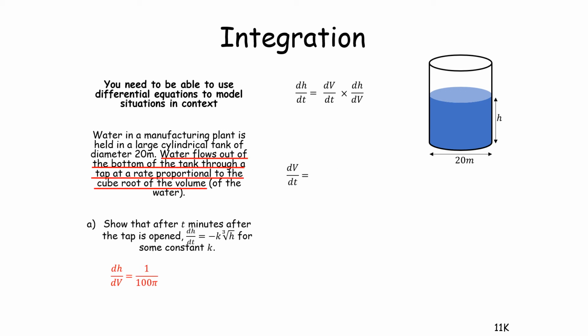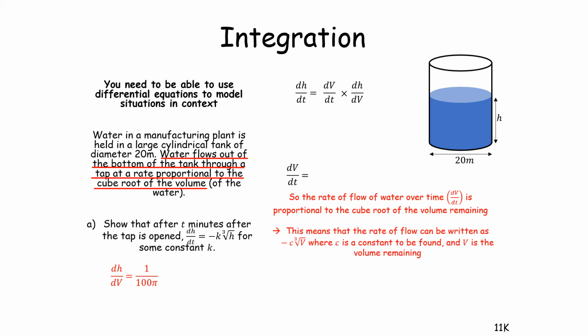Now, dV/dt, we're told the water flows out of the bottom of the tank at a rate proportional to the cube root of the volume. So if it's the cube root of the volume, and since it's flowing out, we know there's going to be a negative involved in the rate. So we could write this as some constant, a negative, we'll call it c, so it'll be minus c cube root of V.